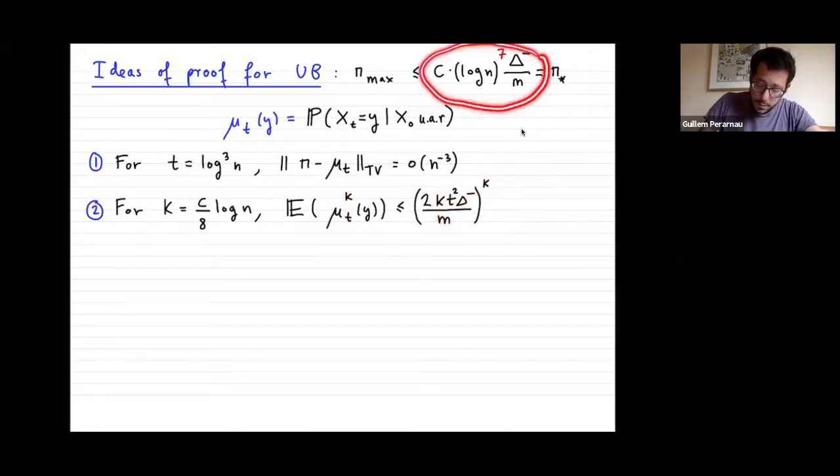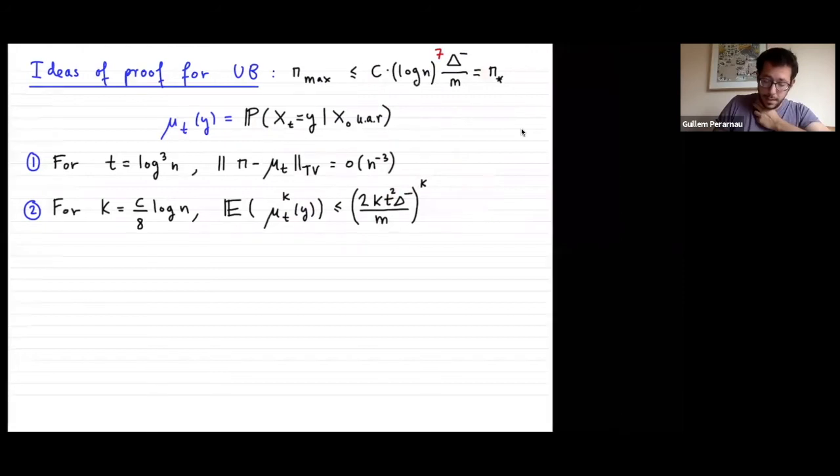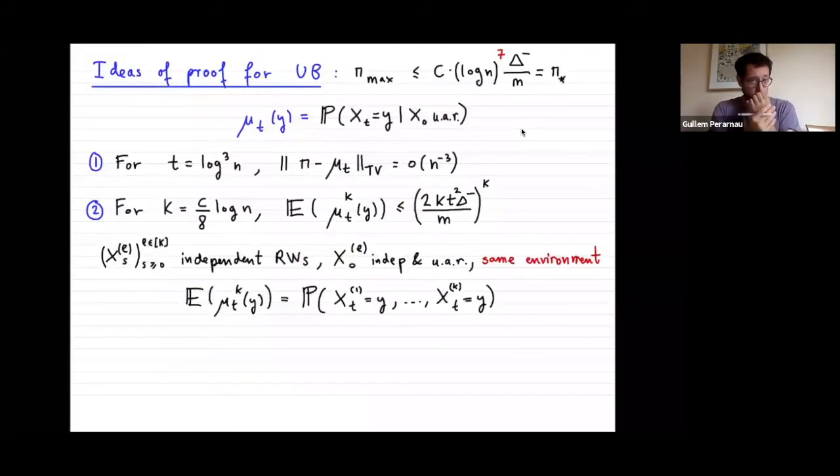And you can see that this really looks like this, right? Because I have this t squared that is going to be a log to the 6, and I have this k that is going to be a log n. So after that, I will be able to apply Markov's inequality, if I manage to prove something like this. And the idea to prove something like this is the following.